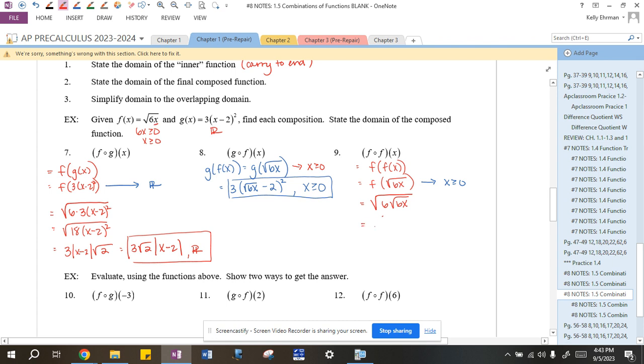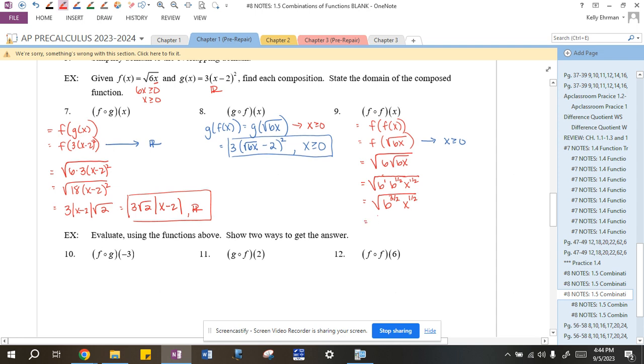It might be helpful to look at this as, like, this is 6 to the first, this is 6 to the 1/2, and this is x to the 1/2. It might be good to change that radical into exponent form, just so that we can kind of look at what we have. Like, let's see, what is 6 to the first times 6 to the 1/2? That's 6 to the 3/2 times x to the 1/2. All right, and then what does that mean? So this is 6 to the 3/2 times x to the 1/2 raised to the 1/2 power.